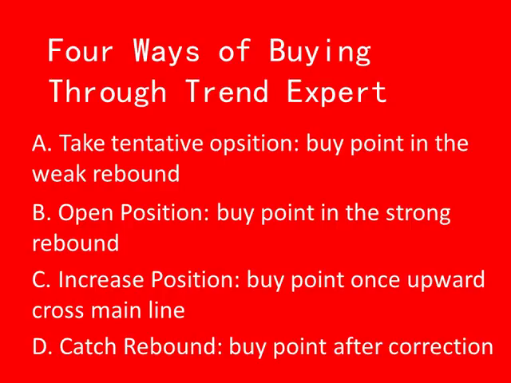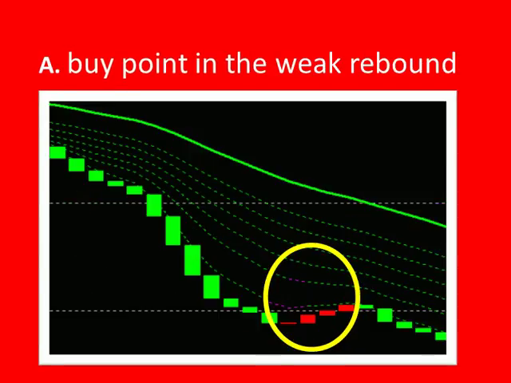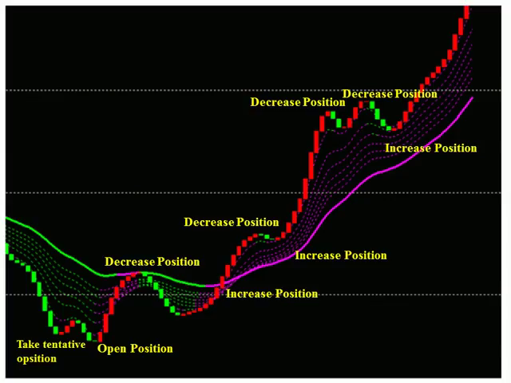Okay? So the last one, catch rebound. How to do that? If you see the primary trend is uptrend, green turn to the red candlestick is the buy point for catching rebound. Okay? So remember the four ways. So let's see this chart, okay? It will tell you when to take tentative position, open position, increase position, decrease your position.